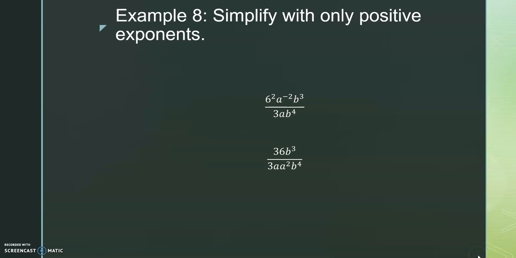36 divided by 3 is 12, which will be in the numerator, and look at how to simplify b to the third over b to the fourth. We'll keep a b to the first in the denominator, and we'll have a to the first times a squared, which is a to the third, also in the denominator. That's section 7.4, Integer Exponents, Part 2.